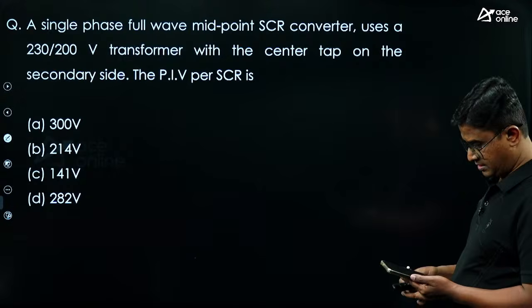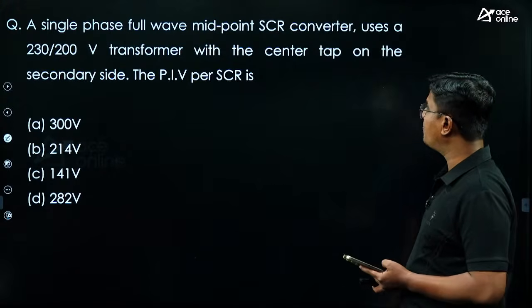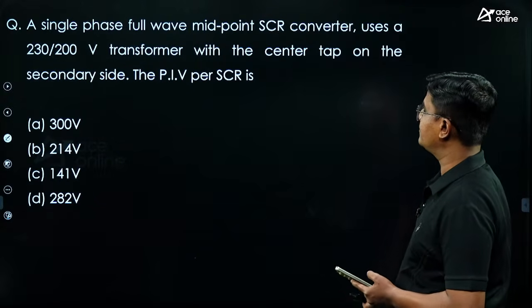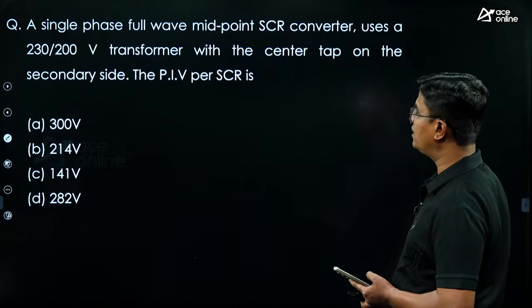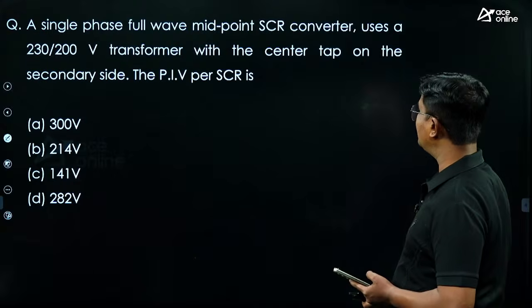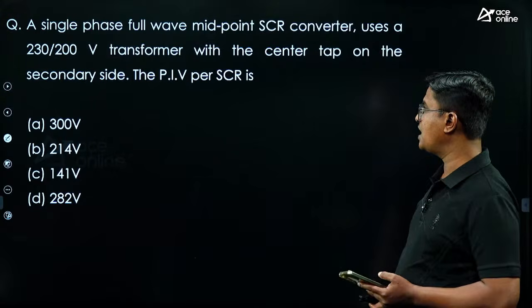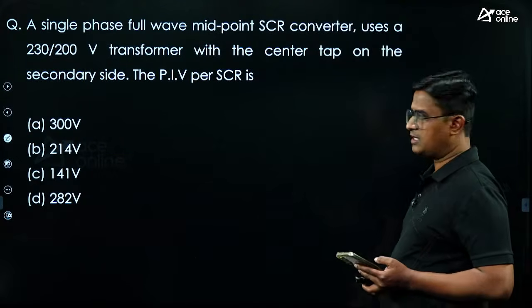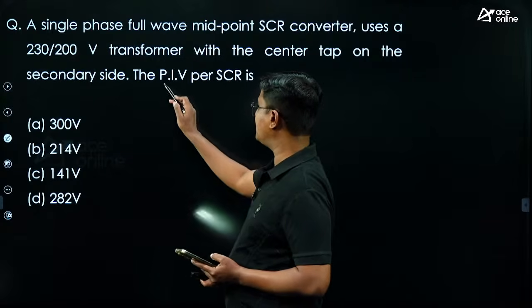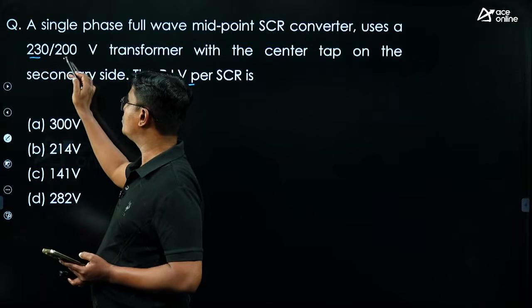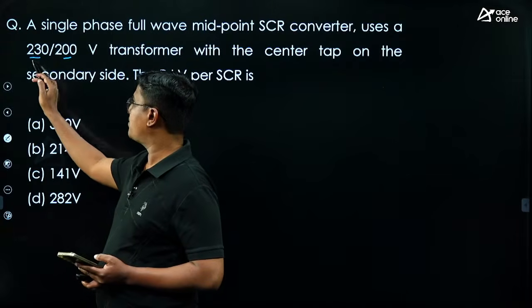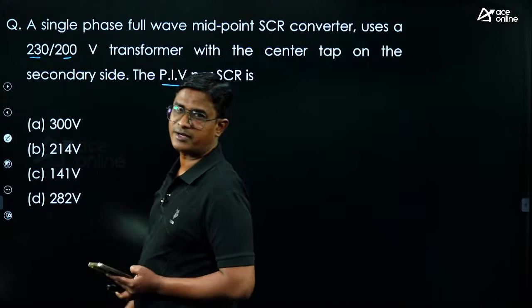A single phase full wave midpoint SCR converter. Full wave midpoint. Okay. It uses a 230 volt / 200 volt transformer with a center tap on the secondary side. The PIV per SCR, the peak inverse voltage rating of the SCR, they are asking. But here the transformer turns ratio is not 1:2. It is 230 at the primary, and the secondary side voltage is 200.